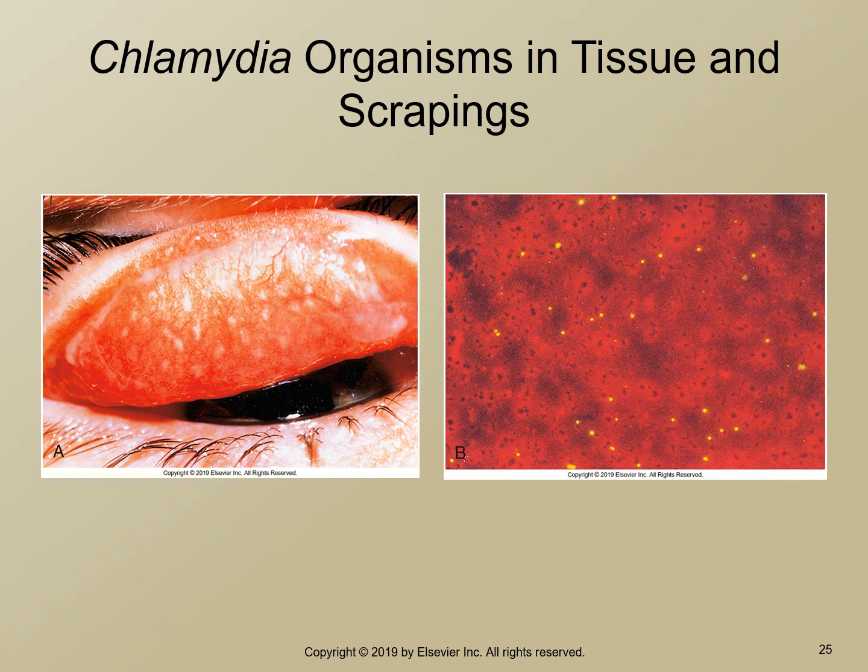So in Figure A, it's showing an example of a patient with inclusion conjunctivitis. So the white spots on the conjunctiva represent pockets of chlamydia organisms in the tissue. On the right, immunofluorescence stain of a scraping from a neonate conjunctivitis confirms the presence of chlamydia.